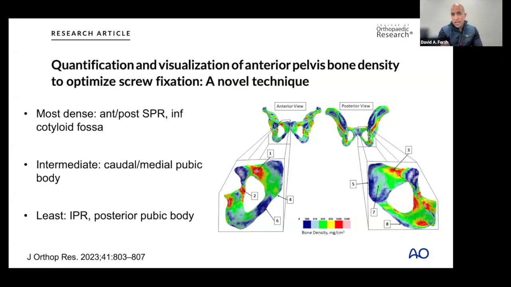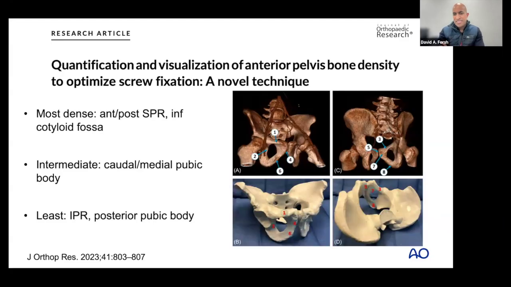And so the most dense area in the anterior ring, what they found, was in the anterior and posterior aspects of the superior pubic ramus, as well as along the inferior aspect of the cotyloid fossa, right where that drop down screw goes that I showed you. The least dense area is going to be in the inferior ramus and along the posterior pubic body. And it was just a nice study, I think, that just kind of highlights that when you're considering osseous corridors of fixation in the geriatric population, to really try and aim for and optimize the most robust fixation.